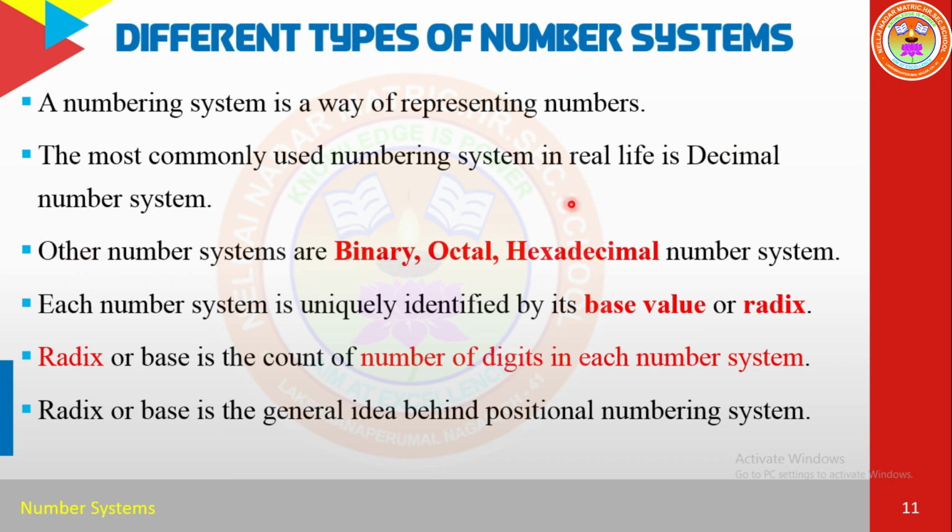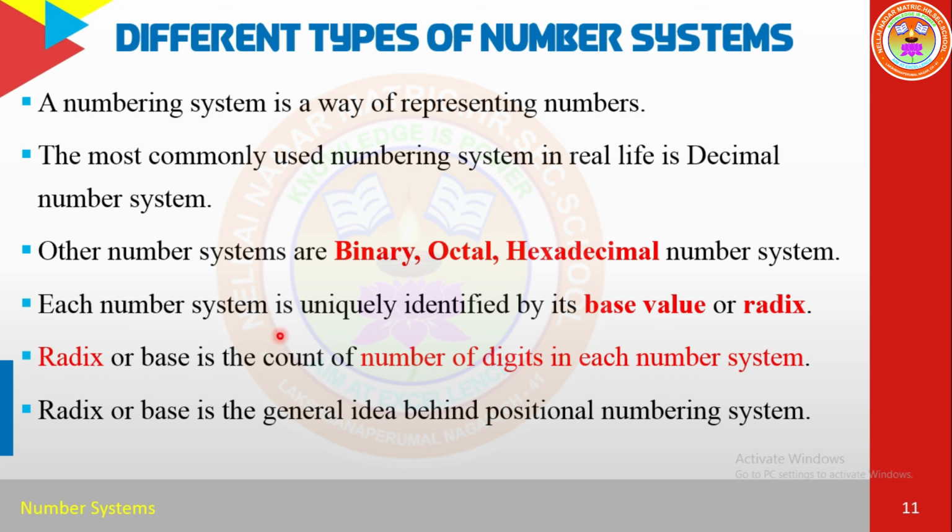Except decimal, the others are binary, octal, and hexadecimal number systems. Each number system is uniquely identified by its base value or radix. Already I mentioned, the base value of binary is 2, the base value of octal is 8, the base value of hexadecimal is 16, and the base value of decimal is 10.